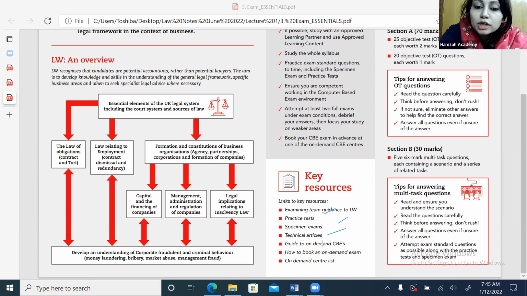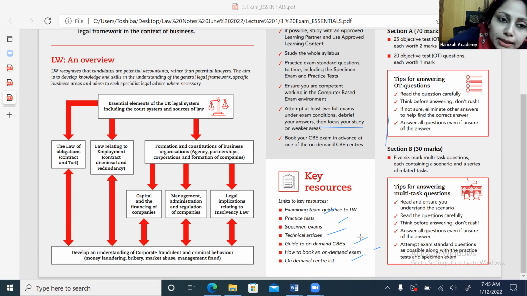Okay. Guide to an on-demand CBE, how to book an on-demand exam and the on-demand center list. Whenever you want to go for a paper, you can request the exam, and you can also request the center of your choice as well. The list of centers is available on the ACCA Global website. You can go there and select your center, select the month of your exam, and then you can appear in your exam. Okay.